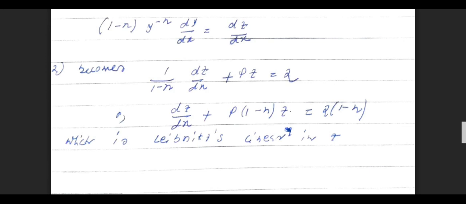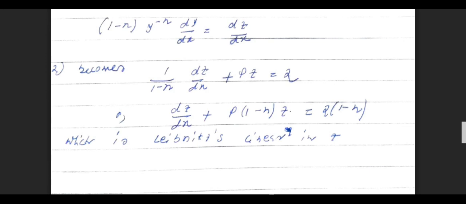So can I write this one? Now instead of y, we are taking z. So this equation becomes dz/dx plus p(1 minus n)z, where 1 minus n is a constant so it will not change anything, equal to q(1 minus n). P and q are functions of x. So this equation, dz/dx plus p(1 minus n)z equal to q(1 minus n), is a Leibniz linear equation in z.